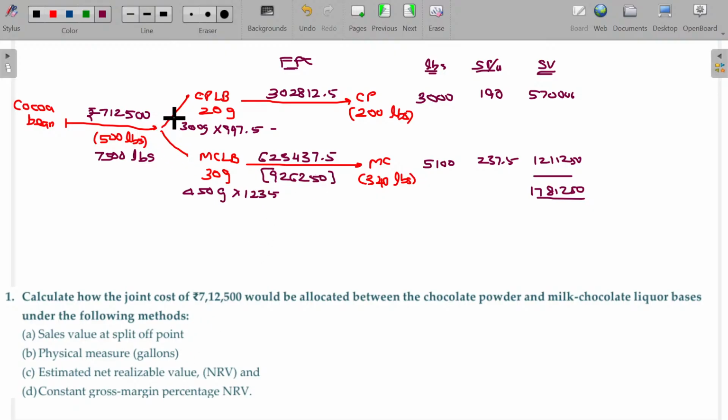Now what about here? This one being sales value at split off point. This one 300 gallons into 997.5 being 2 lakhs 99,250. 450 gallons into 1,235 being 5 lakhs 55,750. The total in this case being 8 lakhs 55,000.